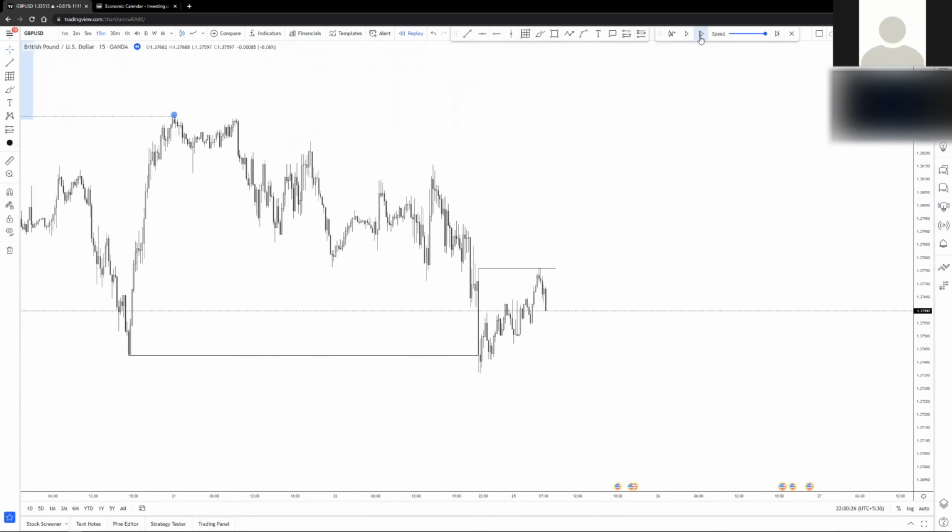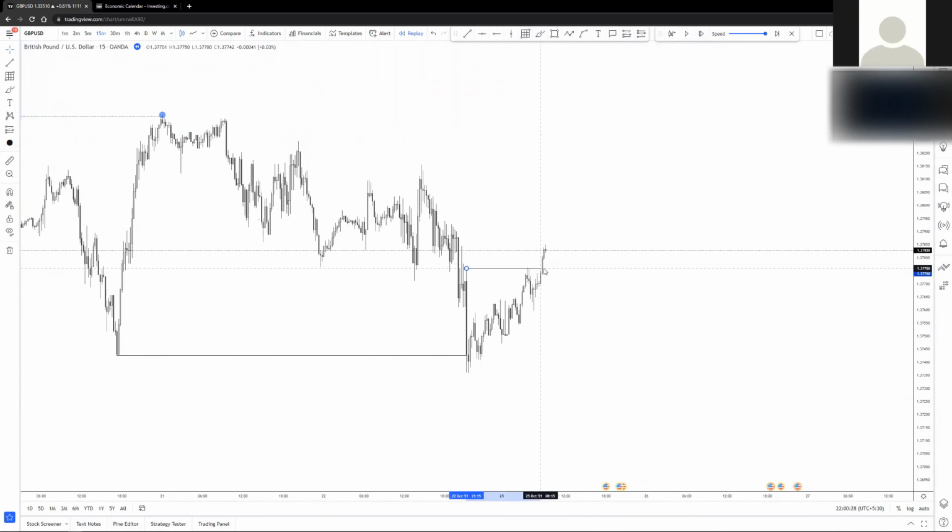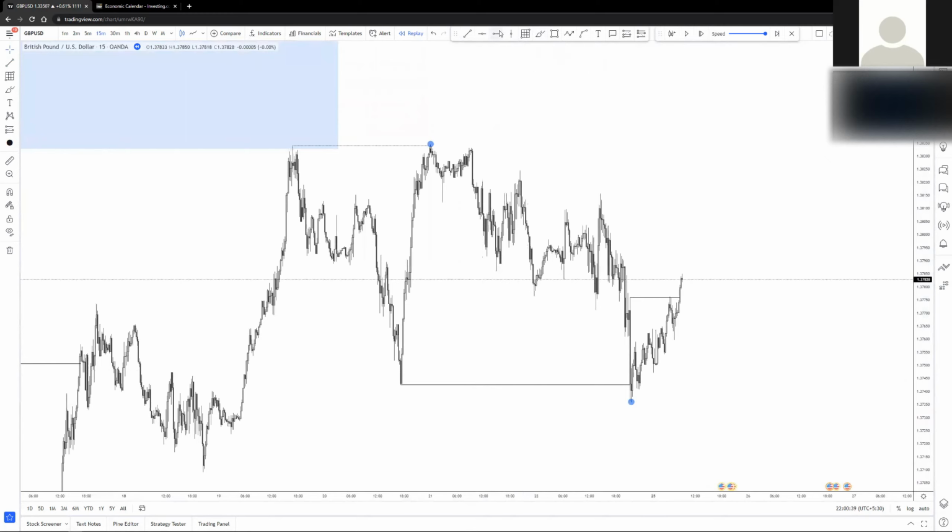Okay, yeah, there we go. We have a break. So then your trading range, you can confirm from here to here. This becomes your new trading range. Okay, this becomes your new trading range. So let's mark that out.